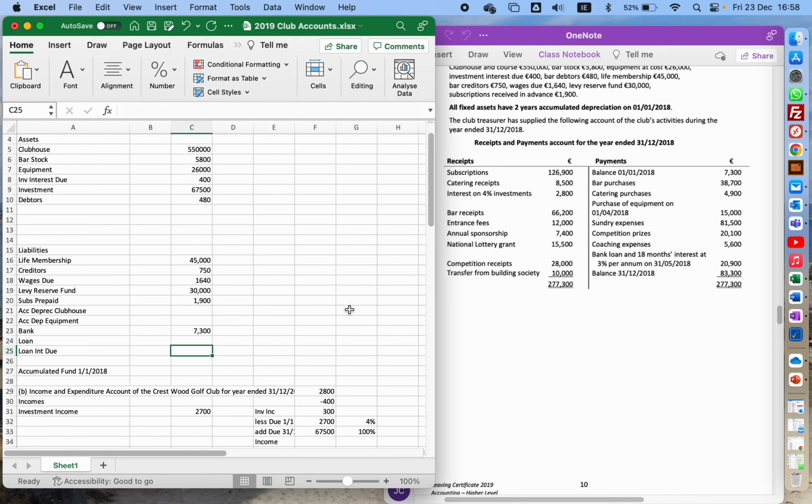So again, just do a note for this. I need to work out what the loan interest is for this year. We'll work this out from the percentage we're given. So we've got 18 months loan interest at 3% per annum.